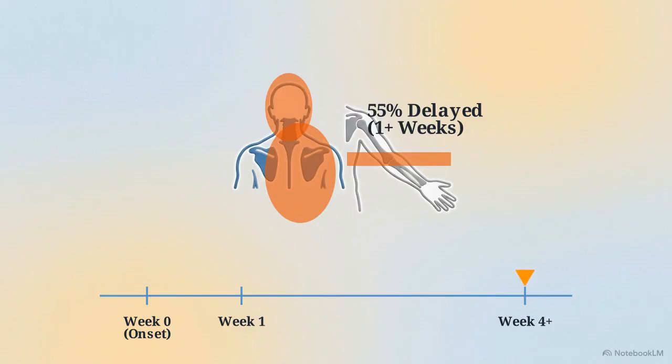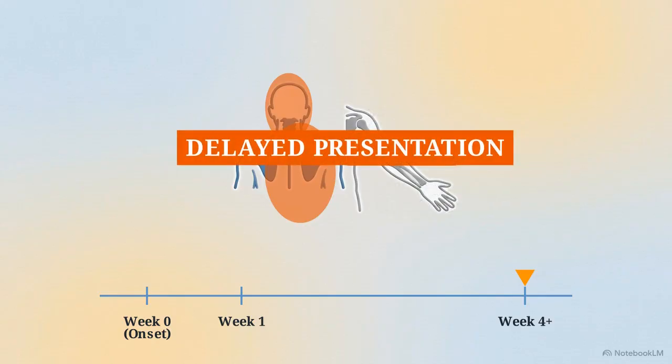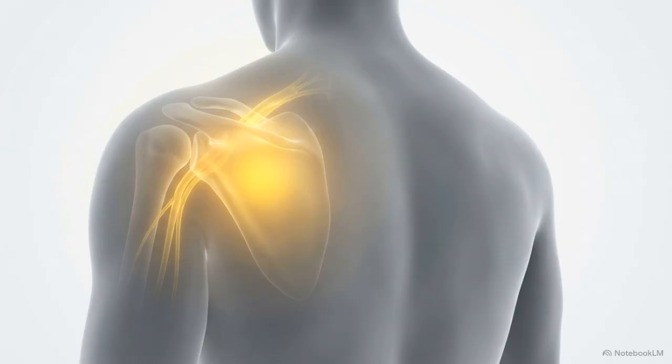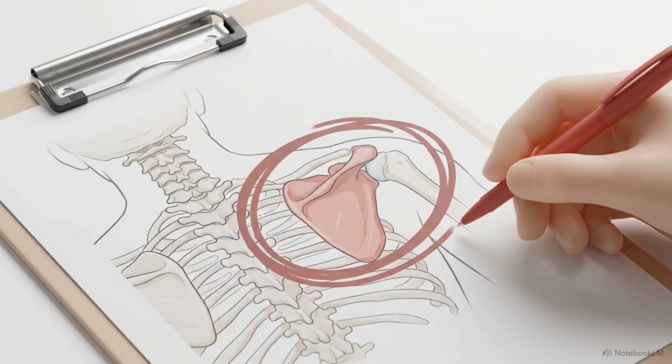In 21% of cases, the classic arm pain required for a standard diagnosis does not show up for a full month. When a patient presents with isolated scapular pain, they often already have cervical radiculopathy. The clinic has simply caught the pathology in its earliest stage of evolution.